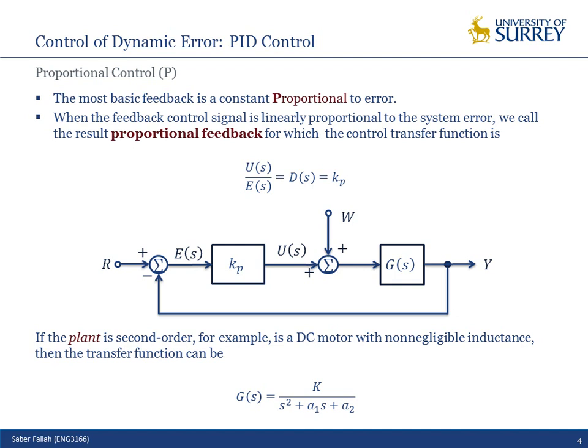A1 over 2 root A2. Perfect. So, the natural frequency of the system is root A2 and the damping ratio is A1 over 2 root A2.